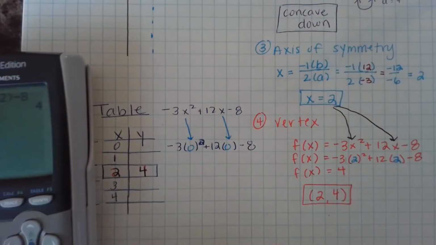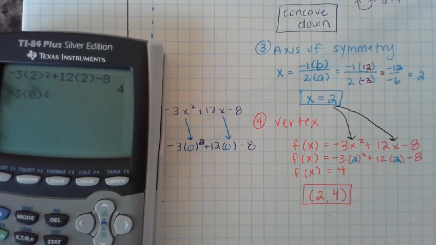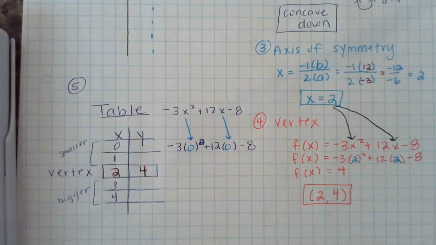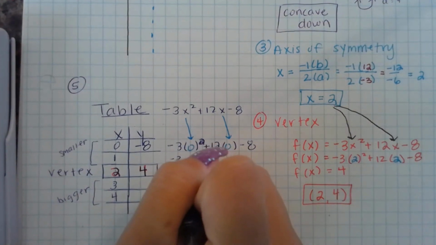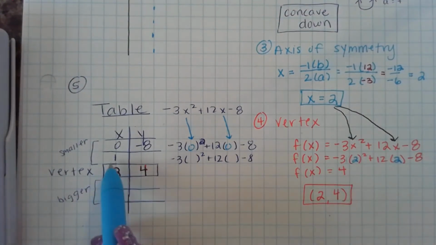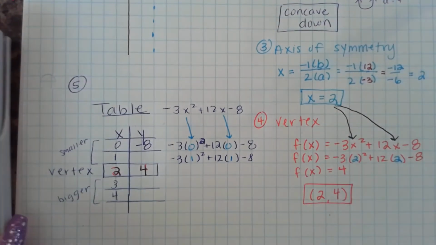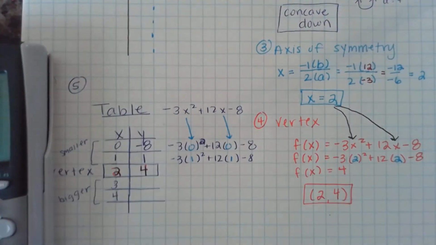Okay, let's put it into our calculator. So negative 3 times 0 squared plus 12 times 0 minus 8. And that is negative 8. So negative 8 goes right here. Okay, same down here. So we have negative 3 times whatever our x is squared plus 12 times whatever our x is minus 8. Our x is 1. So let's put that in there, and then we're going to put it into our calculator. Negative 3 times 1 squared plus 12 times 1 minus 8. And we get 1. So a 1 goes in our blank right here.